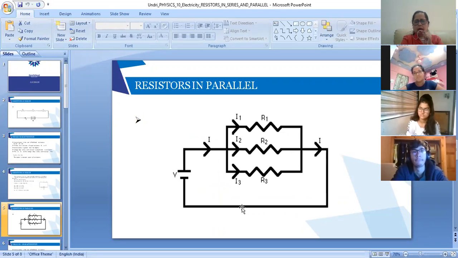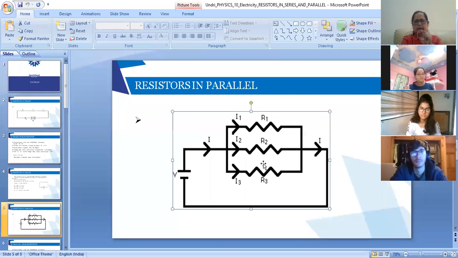Now, can anybody tell me how I will find I? Let us say the voltage is 12 volts, and I want to find I. The resistances are 1 ohm, 2 ohms, and 3 ohms, three resistors. How will I find I? I have to take I as V upon R. Now which R am I going to take? Who will tell me which R? R1, R2 or R3?